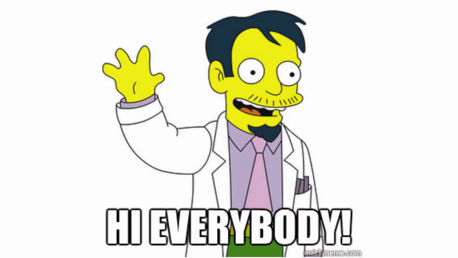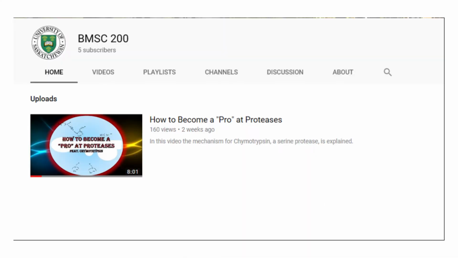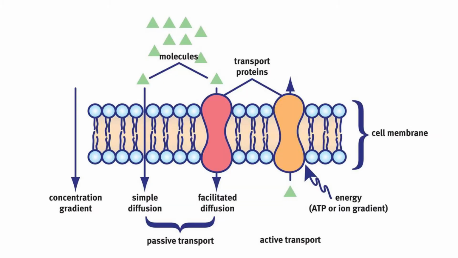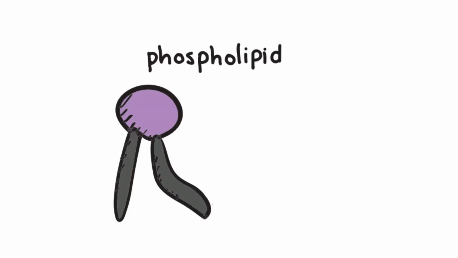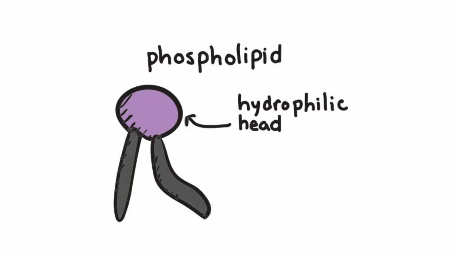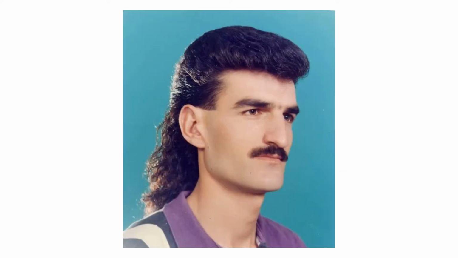Hello everybody, and welcome to another BMSC 200 video. Today, we are going to be talking about solute transport across membranes. So here's a reminder of what our membrane is. It's made up of phospholipids. We have a hydrophilic head group, and we have a hydrophobic tail. These lipids have that business up front, party in the back look.